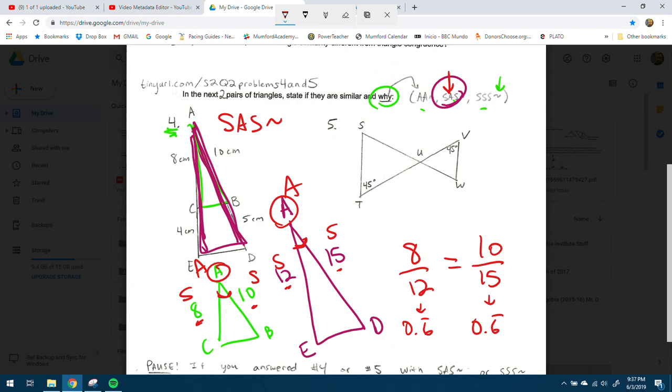Awesome. Well, we took up all this space. Luckily, problem 5 doesn't take up as much space. So we're on problem 5. I see 45 degrees and 45 degrees. Perfect. 45 degrees and 45 degrees. That means that those two angles are congruent. Remember, I only need 2 angles to prove that it's congruent.